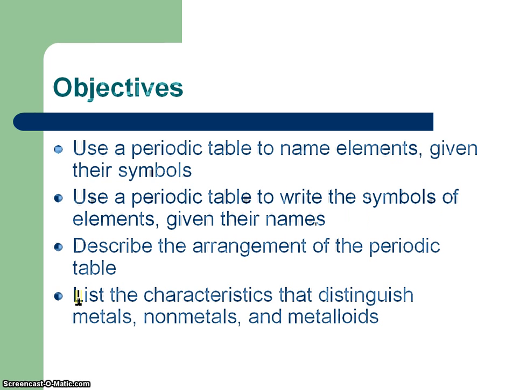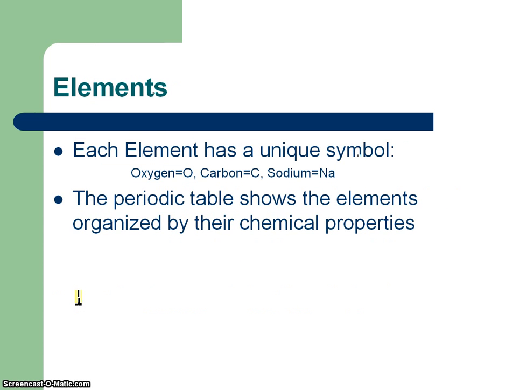Section 3, elements. Objectives in this include using the periodic table to name elements and to write the symbols of elements, to describe the arrangement of the periodic table, and to list the characteristics that distinguish metals, nonmetals, and metalloids. Now, an element. Each element has a unique symbol. Oxygen is O, carbon is C, sodium is Na, sulfur is S, hydrogen is H, helium is He, and so forth. And the periodic table shows the elements organized by their chemical properties.